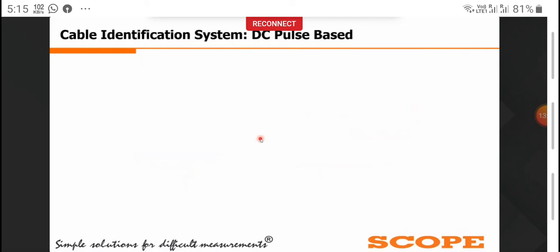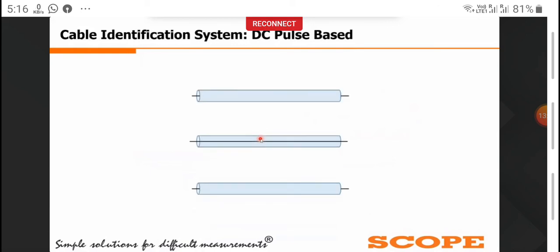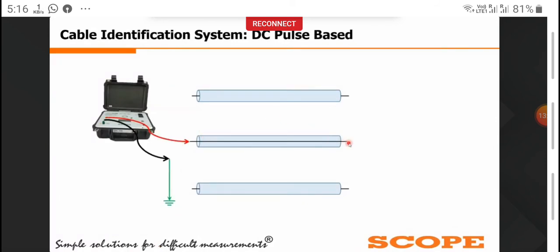After the successful pinpointing, we need to do the cable identification. So I will explain the DC pulse based cable identification system, in which let us consider three cables, where the middle one is our wanted cable, which is the faulty dead cable. To this faulty cable we connect the transmitter of the cable identification system, in which DC pulses are transmitted into the cable. We connect one core, and this core is earthed at the second end.